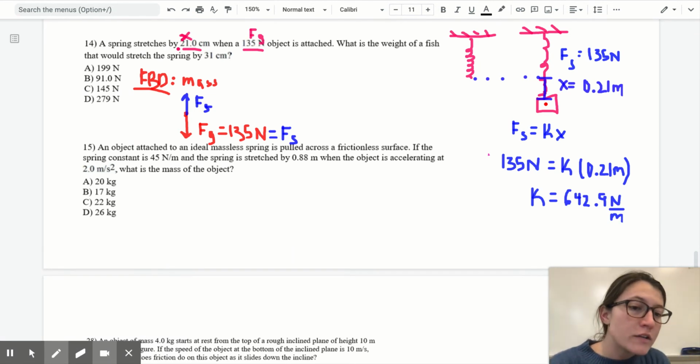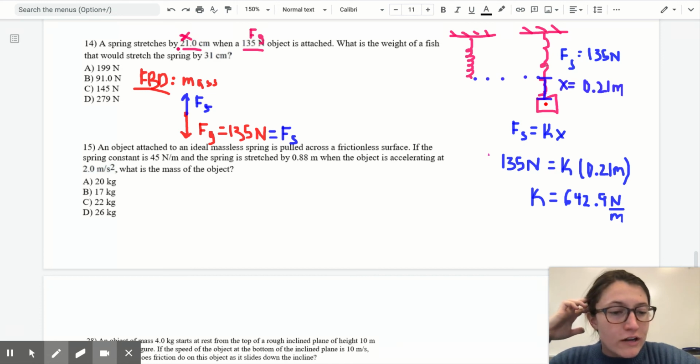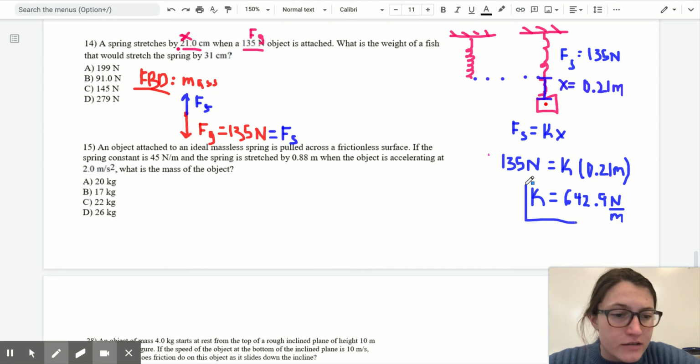642.9 newtons per meter. So this basically describes that this spring requires 642.9 newtons to stretch it 1 meter. So that's a measurement of its rigidness, how difficult it is to stretch the spring.